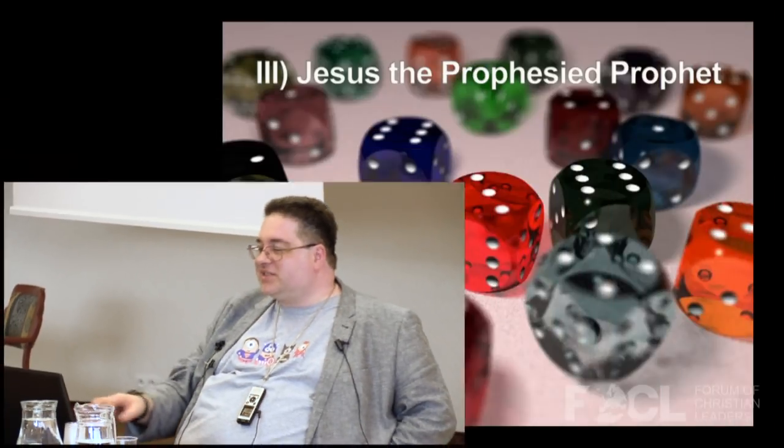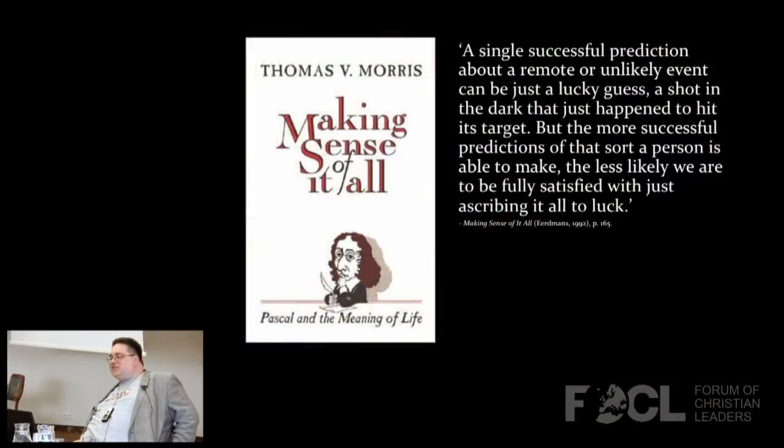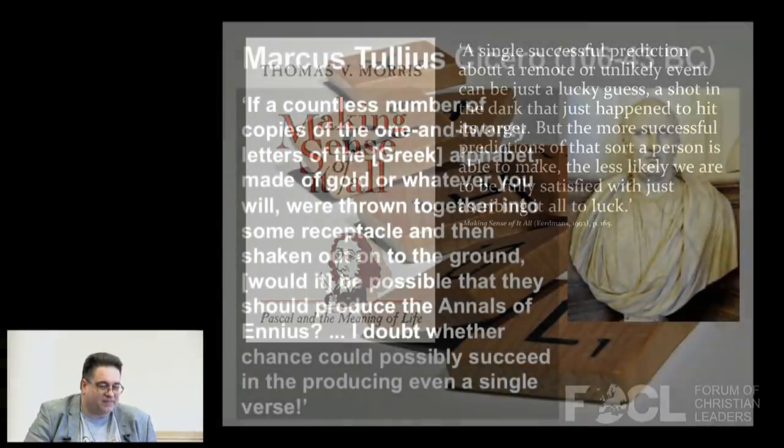Okay, let's press on a little bit before our coffee break with Jesus, the prophesied prophet. Tom Morris, in his book Making Sense of It All, notes that a single successful prediction about a remote or an unlikely event can just be a lucky guess, of course. It's a shot in the dark that just happens to hit the target. But the more successful predictions of that sort a person makes, the less likely we are to be really satisfied with just ascribing it at all to luck.